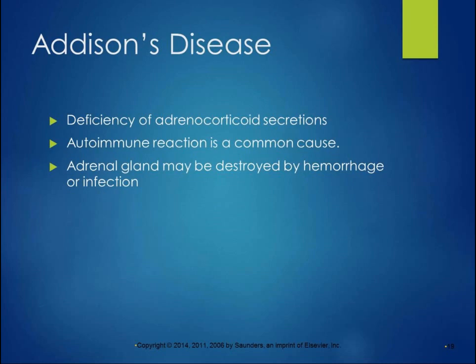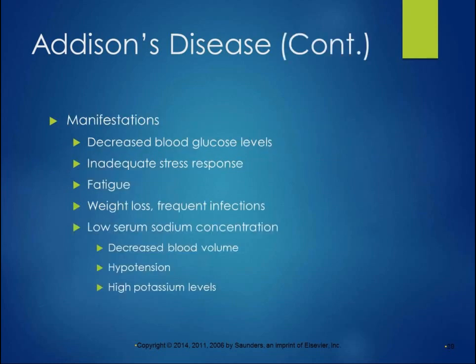Addison's disease is the opposite. It's a deficiency of adrenocorticoid secretions. It's usually an autoimmune reaction that causes it, and or the adrenal gland is destroyed by hemorrhage or infection. So it causes decreased blood glucose levels, inadequate stress response because your sympathetic nervous system is being understimulated. It can cause fatigue, weight loss, frequent infections because your immune system is understimulated. Low serum sodium concentration, which causes decreased blood volume, hypotension, and high potassium levels.